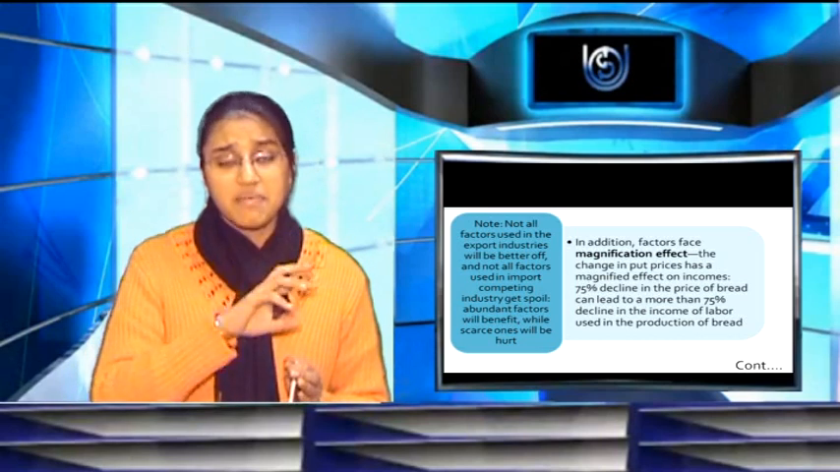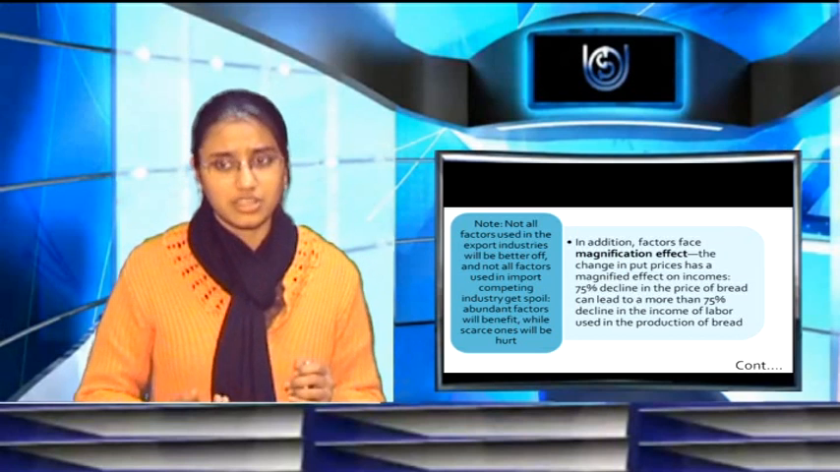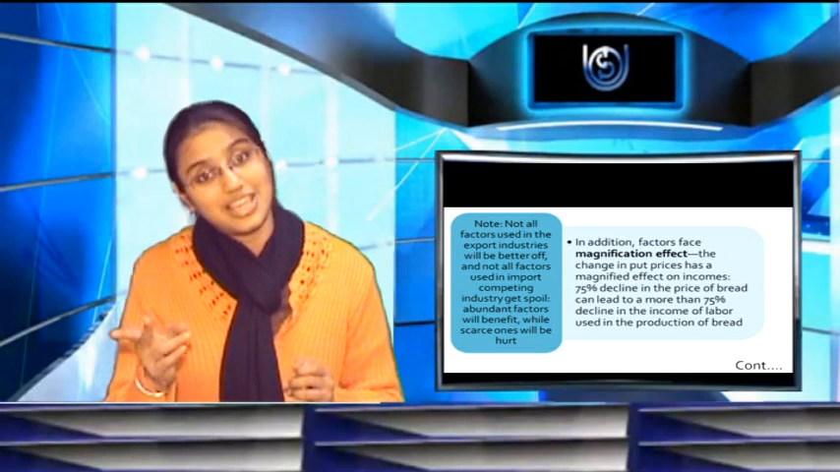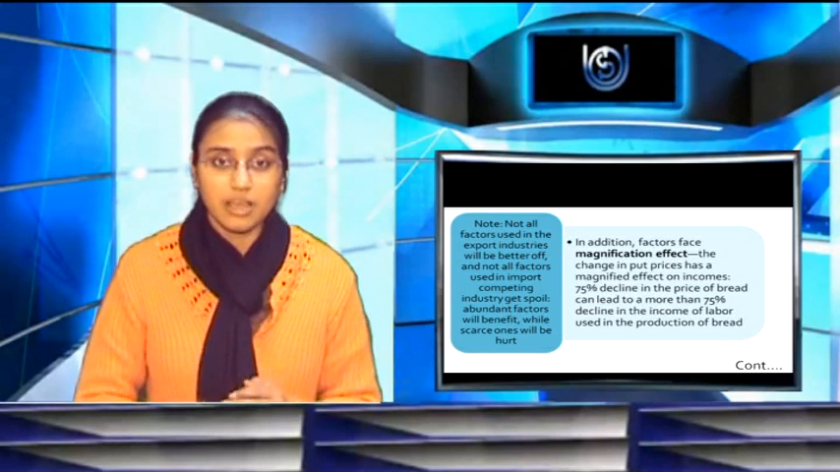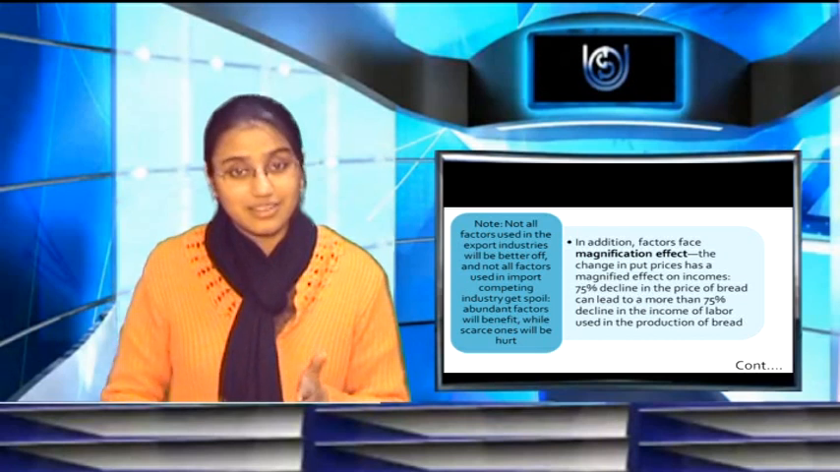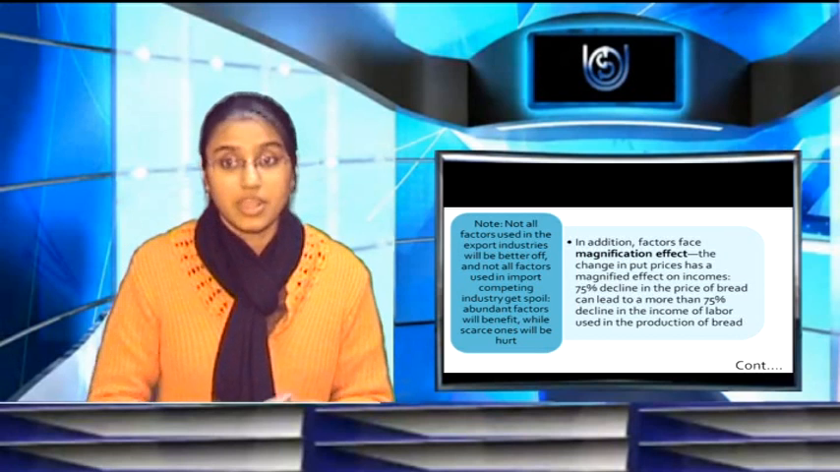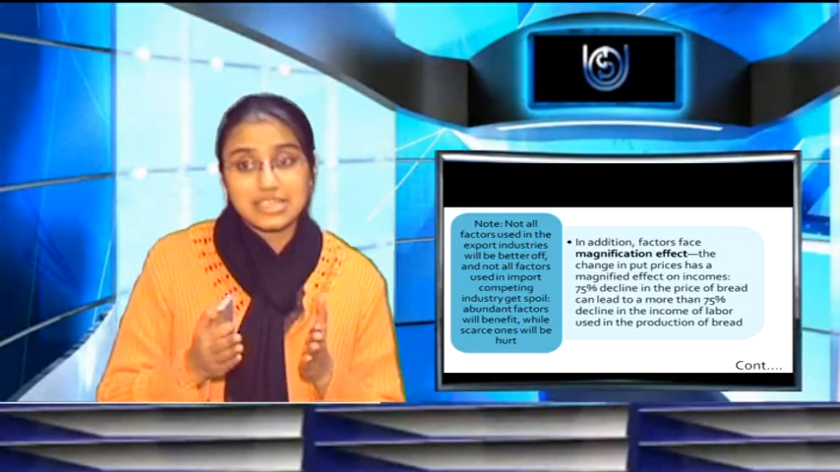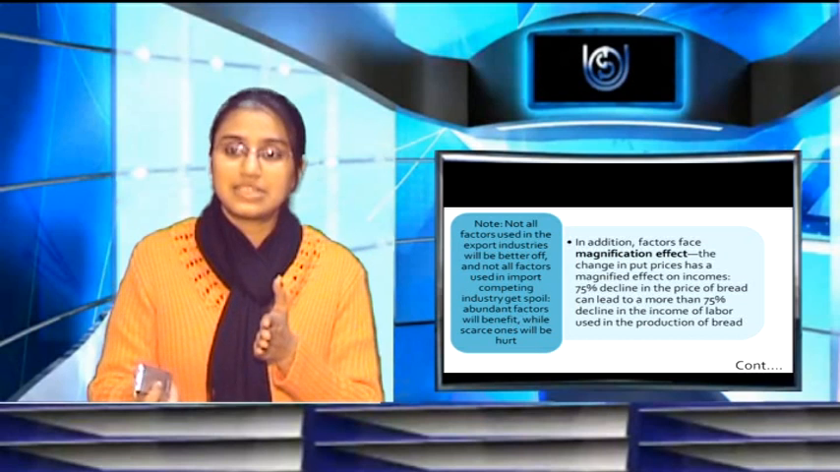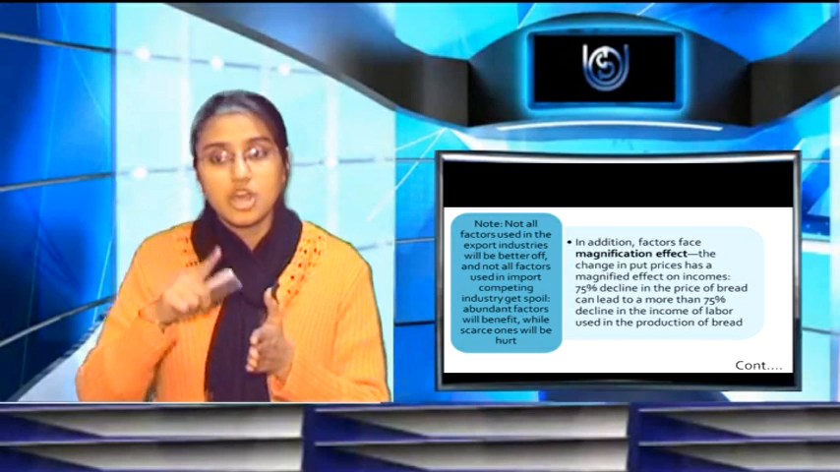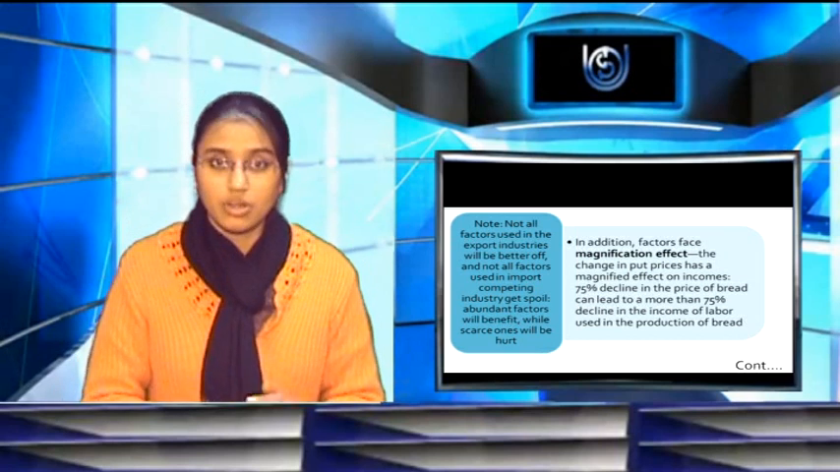So in that case we can state that it's a magnification effect. That is like a magnet kind of thing. If there is a change in the price, automatically it affects the income, which we also discussed in previous slides: if the prices of a factor differ or the prices of the output differ, automatically it will affect the whole trade. For example, a 70% decline in the price of bread can lead to more than a 75% decline in the income of labor used in the production of bread. So that is the magnification effect of that particular theorem.